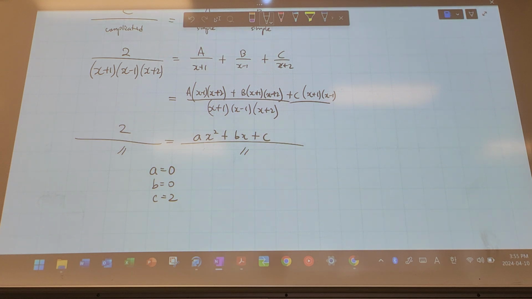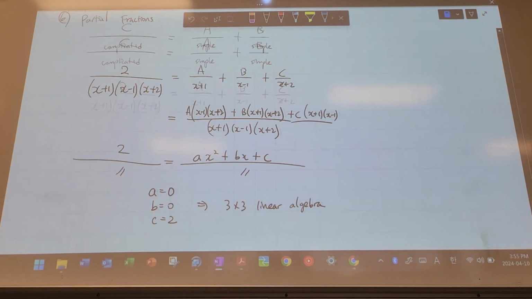Should I do it? Nah, I'm too lazy. Let's leave it like this, but this is the idea of how to do it. This is going to go to the 3x3 linear algebra. Actually, we'll come back to this when we're doing the 3x3 linear algebra. But let's leave it as this.